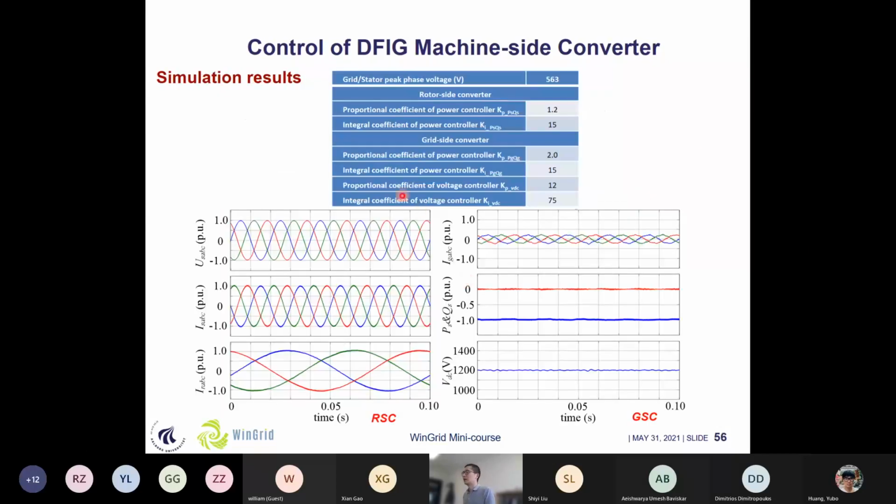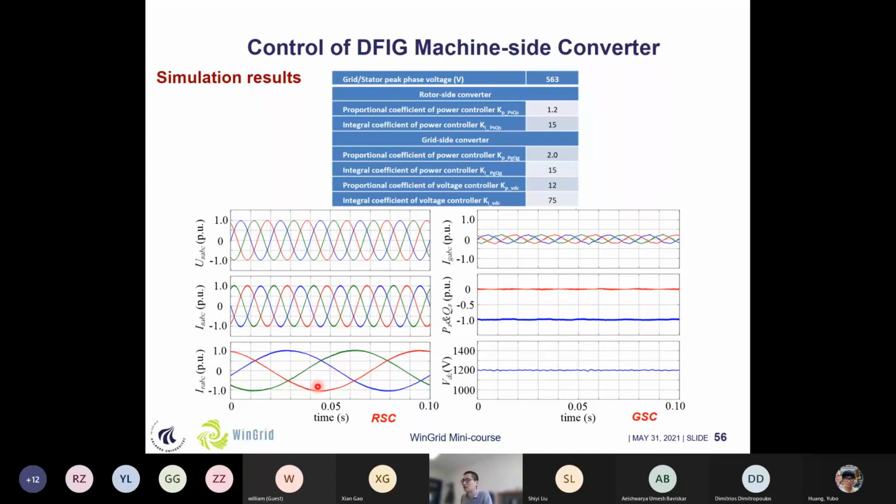And here we have some parameters for this system. And here we can see some steady state operations in terms of the load side converter and the grid side converter. In the case of the load side converter, we can see that the stator voltage and current are out of phase. That means it's working at unity power factor.